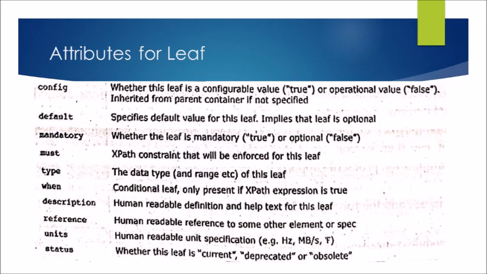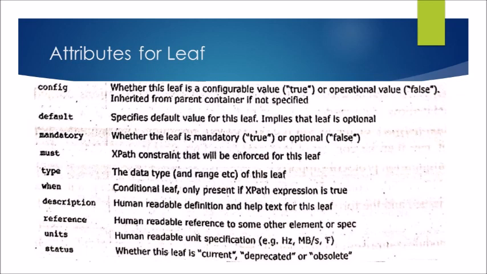Then we must have a status. Status is whether this leaf is a current leaf or a deprecated leaf or an obsolete leaf. That means whether this thing is actually running, that is the current version, or deprecated, or it is gone, everything finished. So this kind of status, these are all the attributes of a leaf. Actually, now the question comes, what is a leaf?